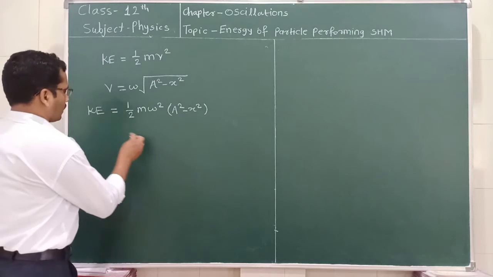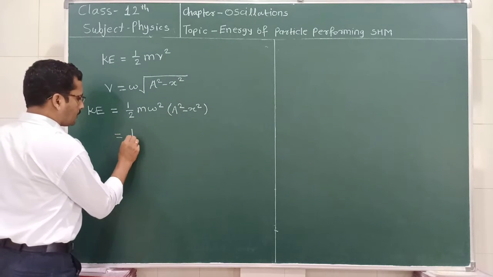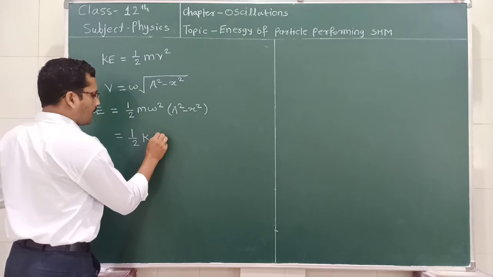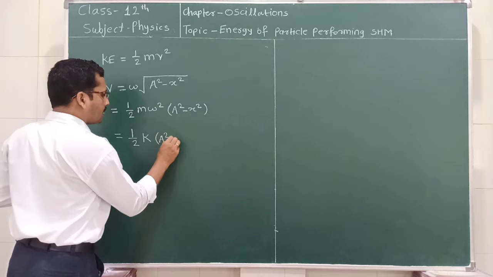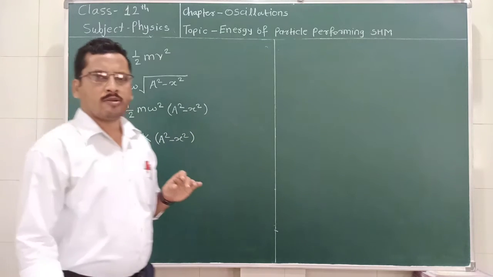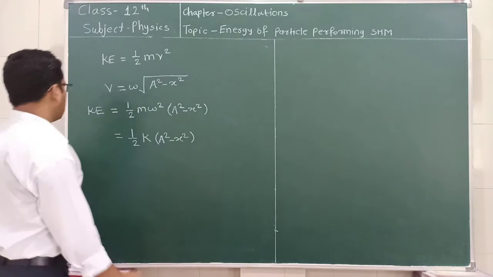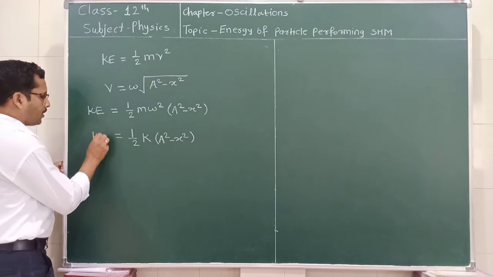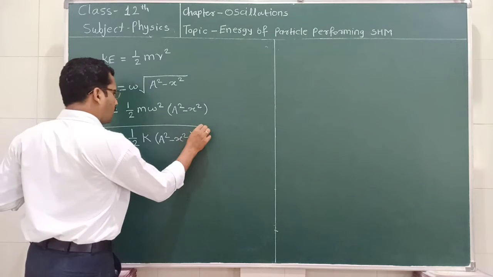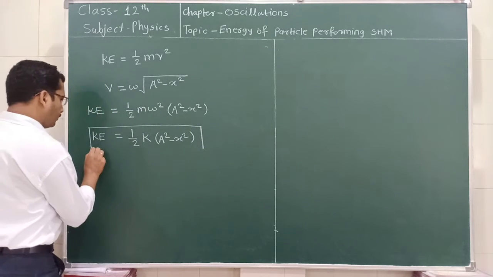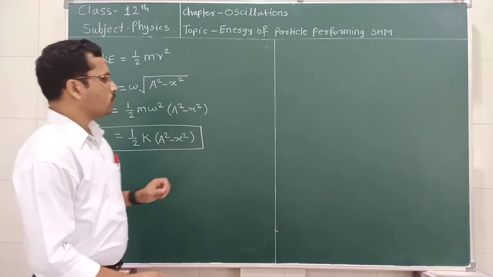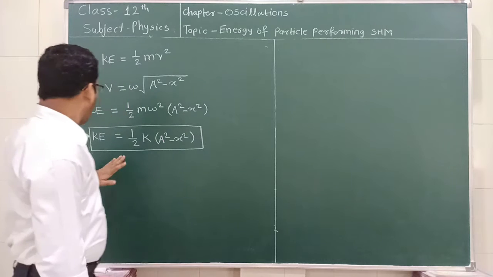Now here we can replace mω² by k, so the kinetic energy is 1/2 k(a² − x²), where k is the force constant. So this is the kinetic energy of a particle performing simple harmonic motion.